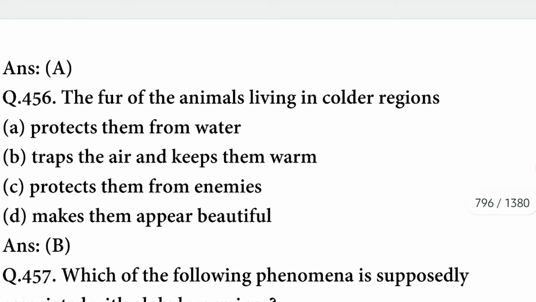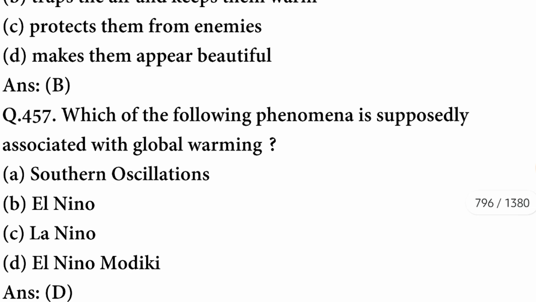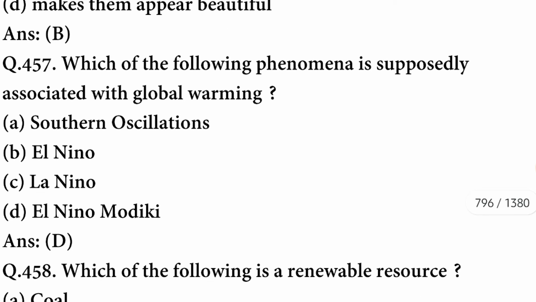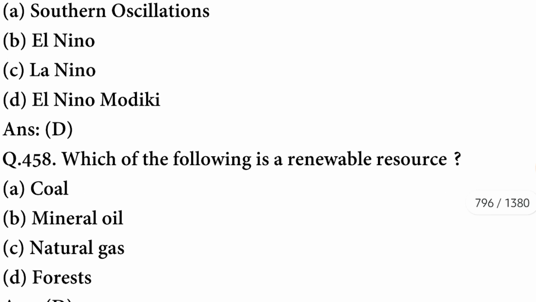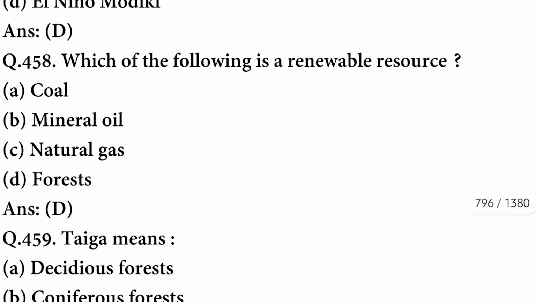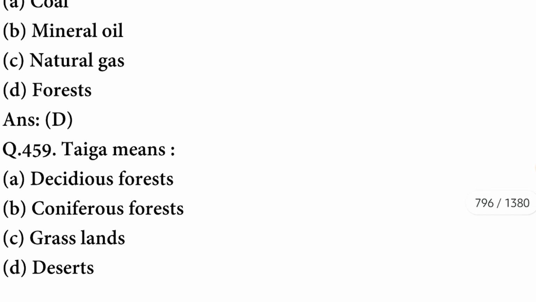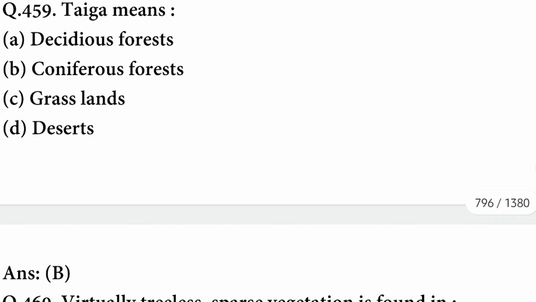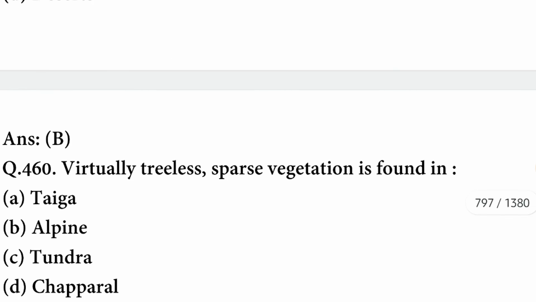The fur of anyone living in colder regions traps the air and keeps them warm. Which of the following phenomena is supposedly associated with global warming? The phenomena is El Nino Modiki. Which of the following is a renewable resource? The thing is forest. Taiga means coniferous forest. B option is correct.